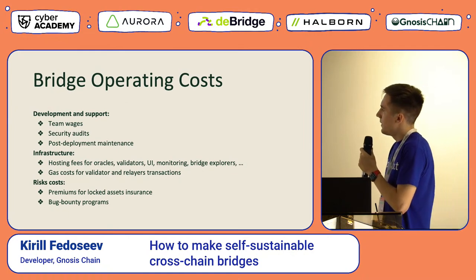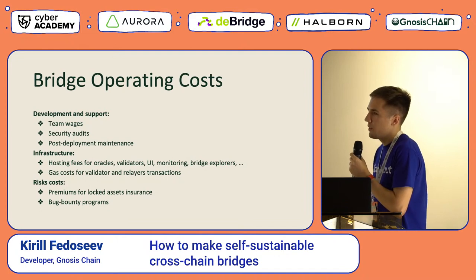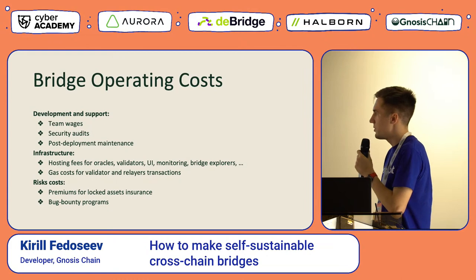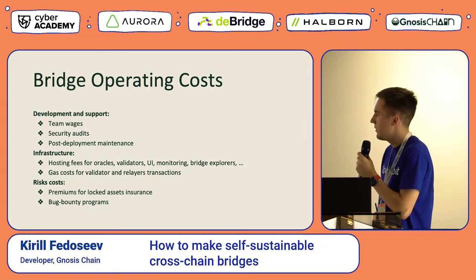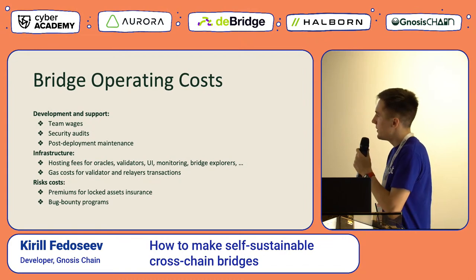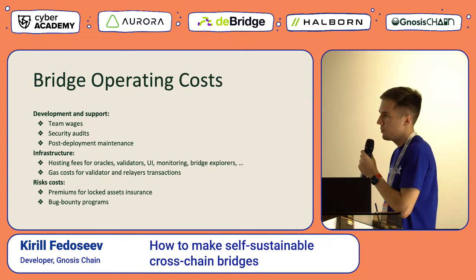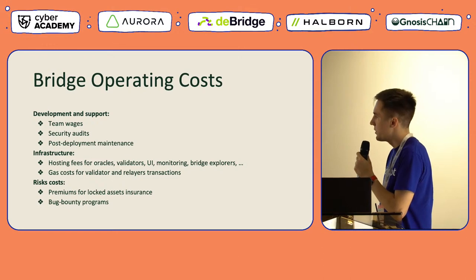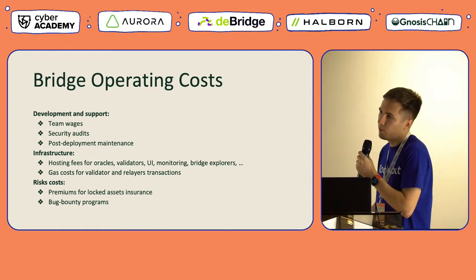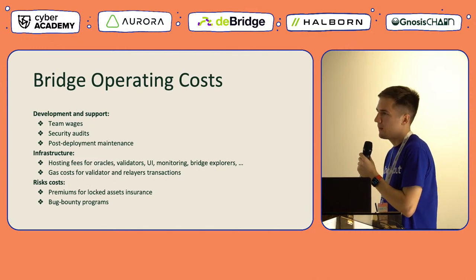The second important category is related to the costs of infrastructure, which includes the hosting fees for all sorts and kinds of oracles, validators you have, maybe some user interfaces, monitoring solutions, and some bridges have specific bridge explorers which we need to support and host somewhere. And this also could include the gas costs for transactions which are being sent by our validators or oracles, automated when performing the necessary duties as part of bridging operations.